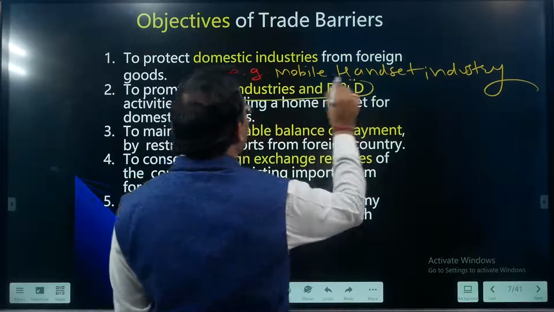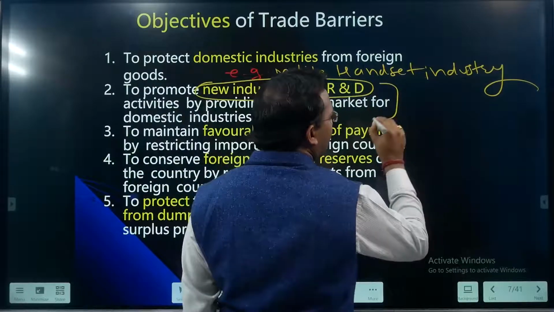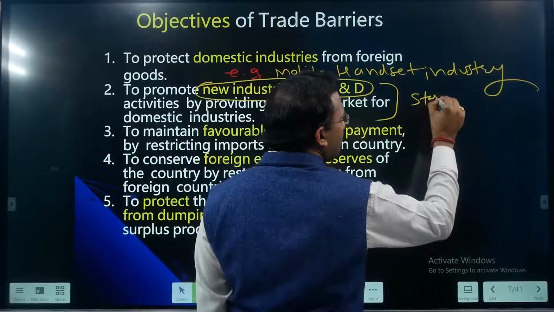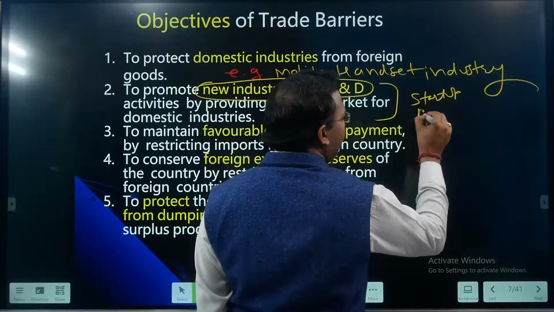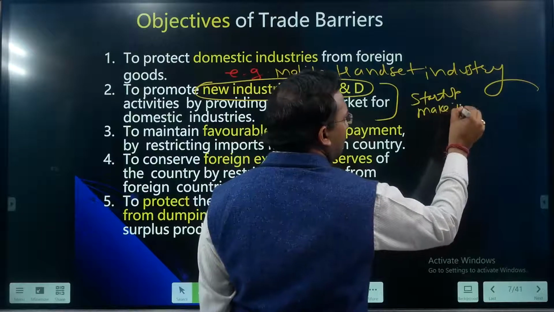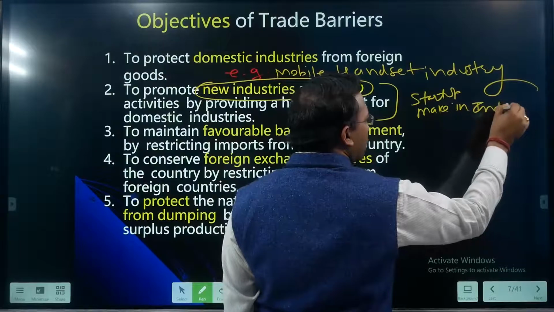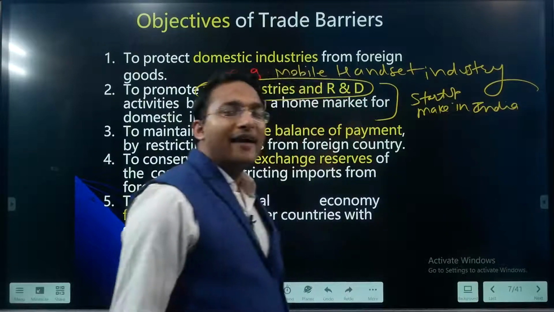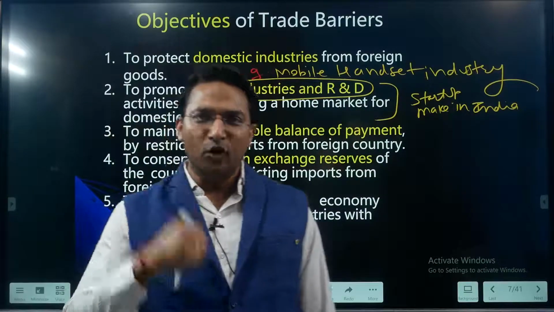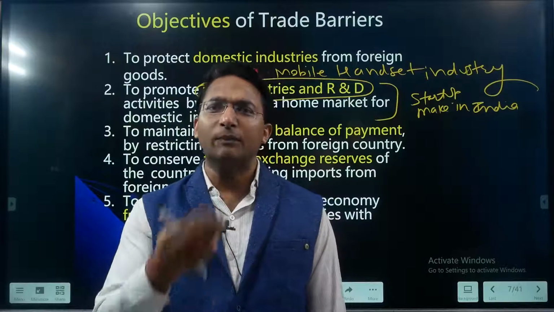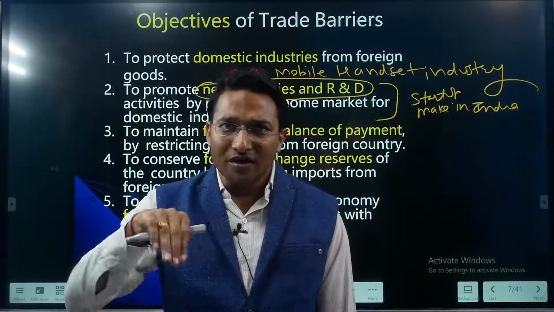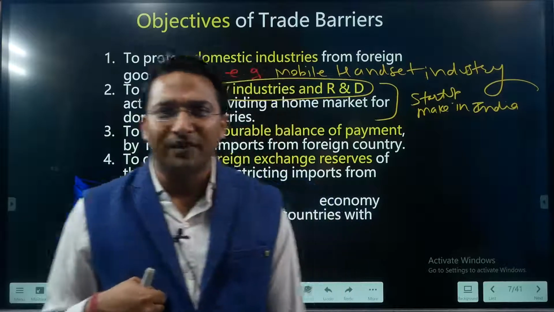So we want to promote new industries under Startup India and Make in India. And this promotion is possible only when we are having the control over the import of goods. If there is huge import of goods, then our domestic industries, they cannot develop, they cannot grow.